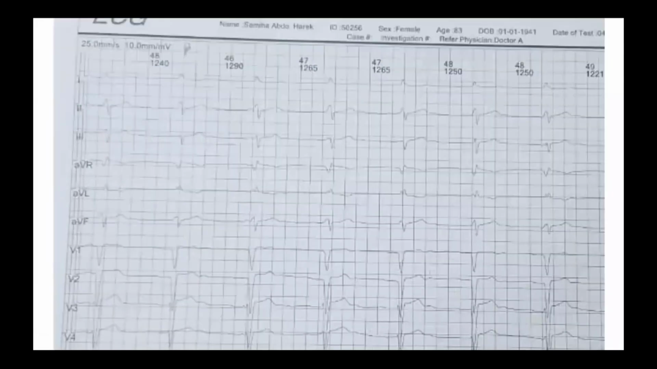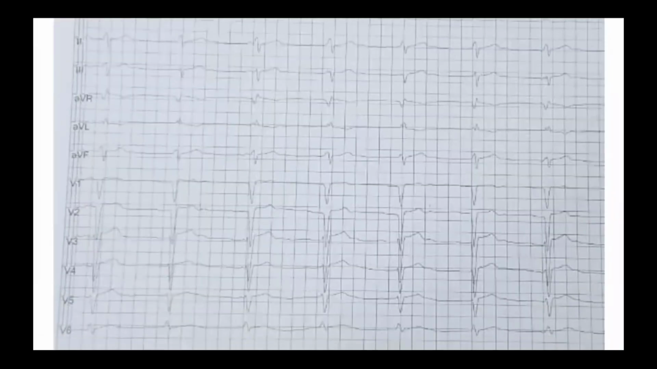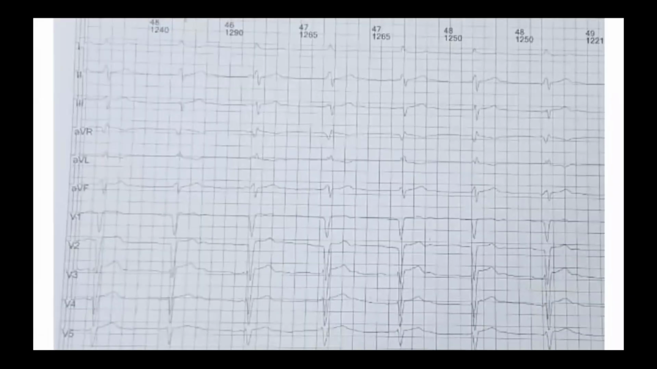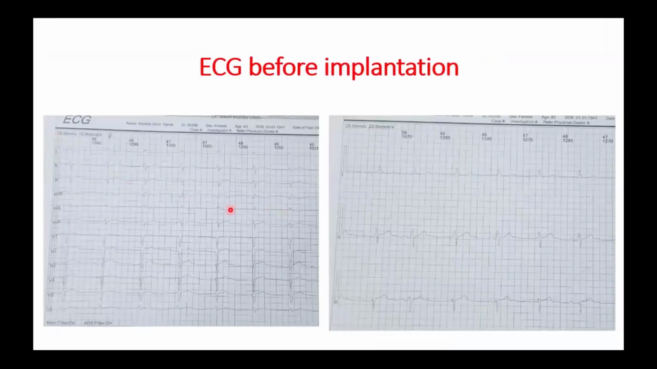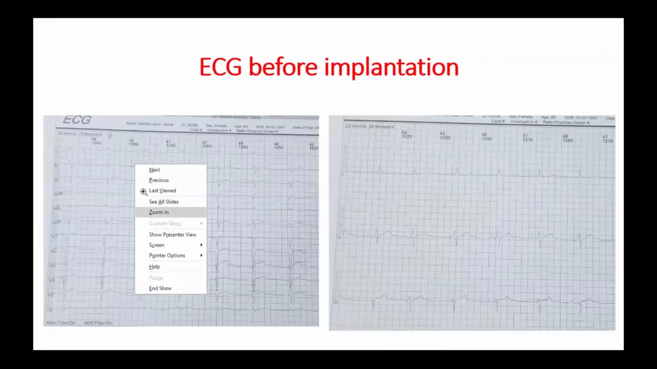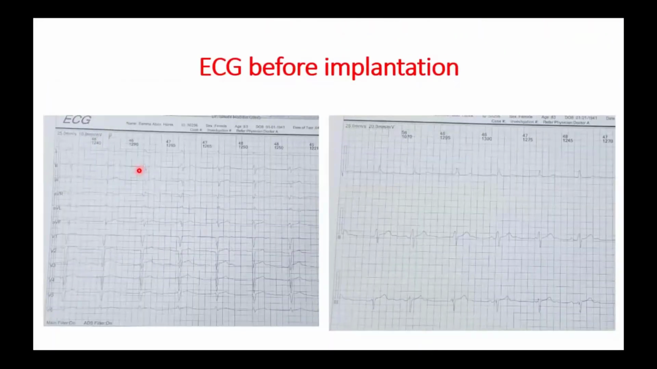The quality is not good. Do you see any P wave? Look in lead 2. No, actually there is a P wave, but it is slow, just before the QRS complex. Put a marker on it. Zoom in, please. Okay.